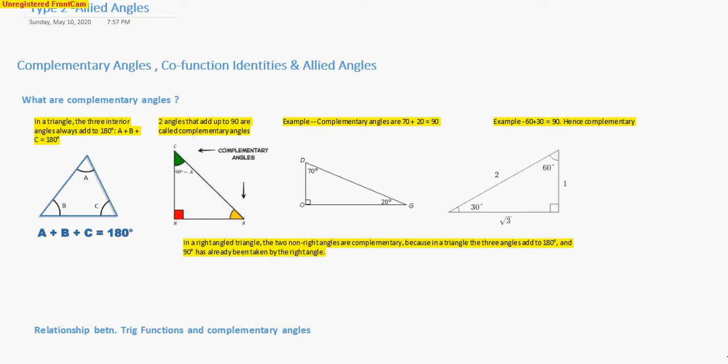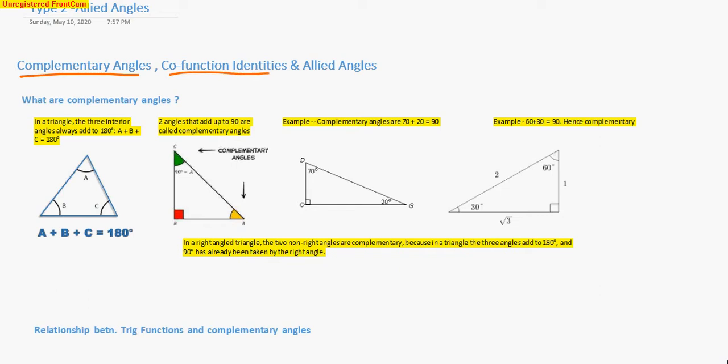Type 2, allied angles, is an interesting concept. Before we jump into what allied angles are, let's do a quick refresher on some of the things that we already know, and possibly some things I might introduce in today's session. The first thing we are going to talk about before allied angles is complementary angles, and then I'll introduce a new concept of co-function identities.